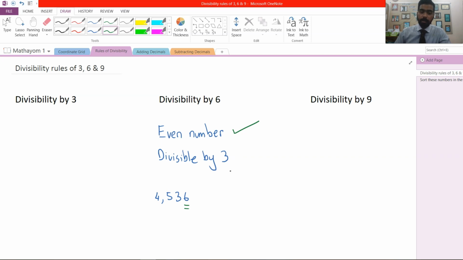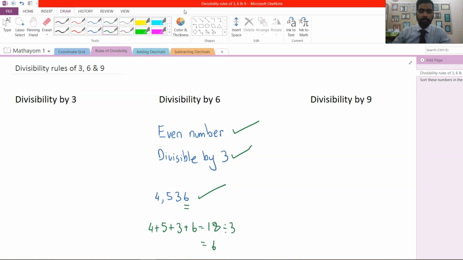Now, let's see if this number is divisible by 3. In order to see if the number is divisible by 3, we take the sum of the digits. So, 4 plus 5 plus 3 plus 6 gives us 18. And we know that 18 divided by 3 is equal to 6. Therefore, this number is also divisible by 6. And if a number is an even number and it can be divided by 3, that means that the number can also be divided by 6. Hence, this number can be divided by 6.